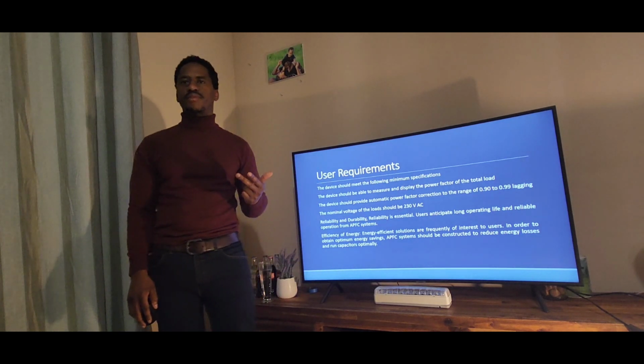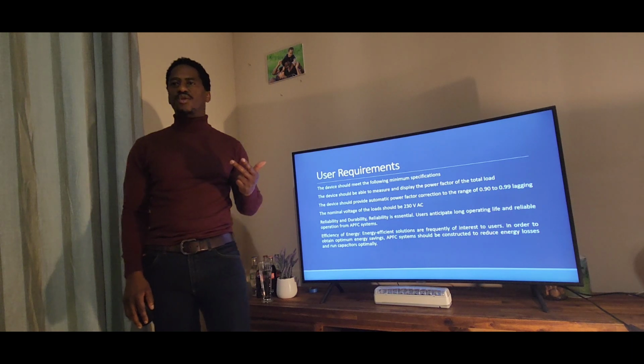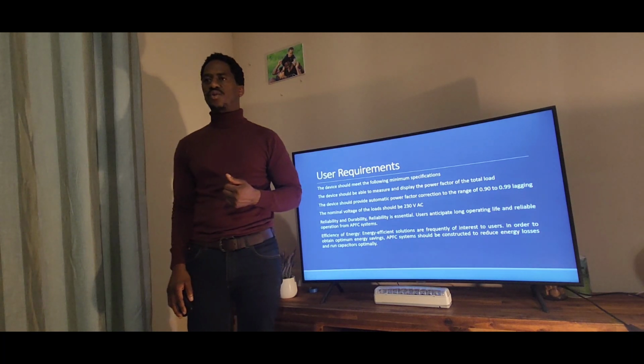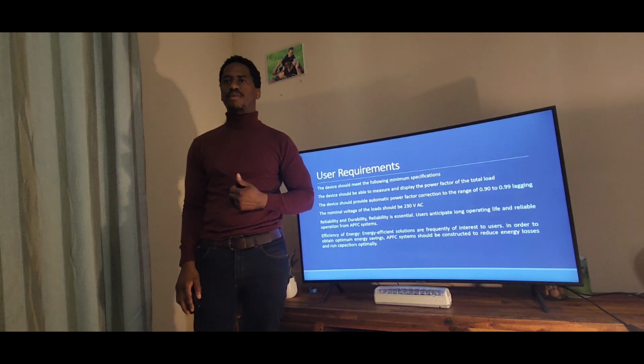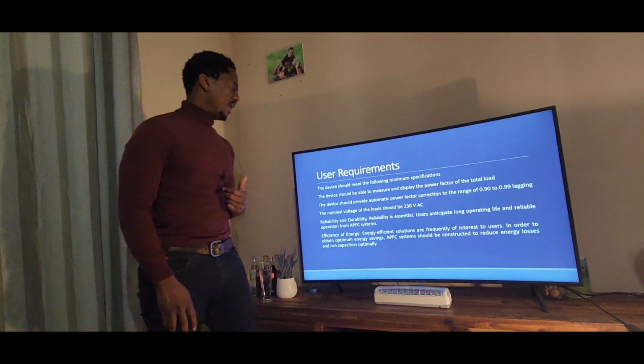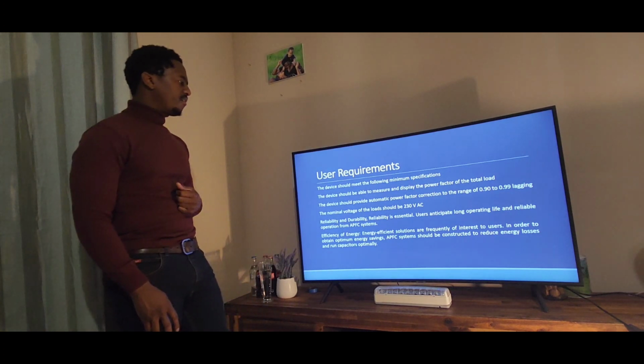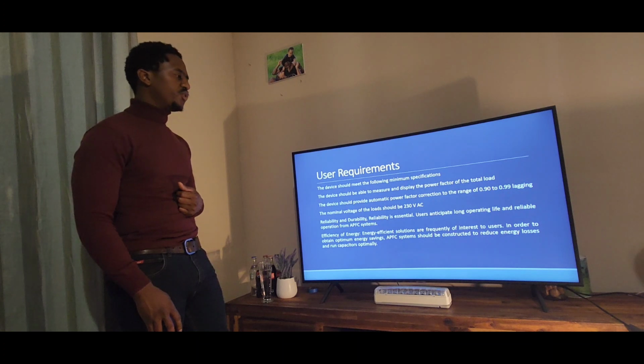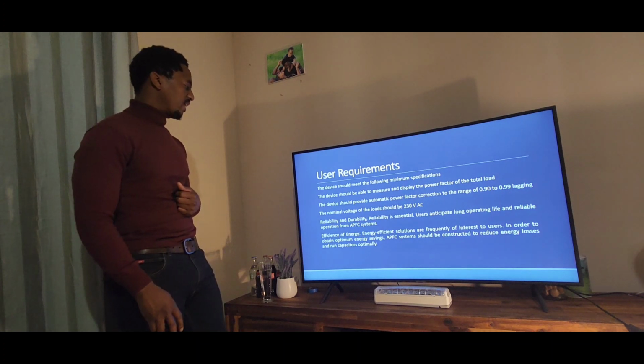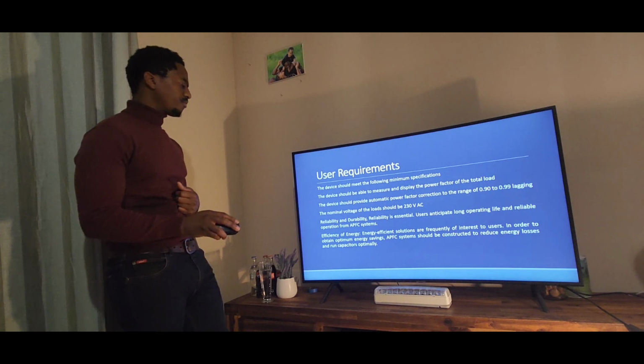Reliability is essential. The efficiency solutions are of frequent interest to users in order to obtain optimal energy savings. Automatic power factor systems should be constructed to reduce energy losses and run capacitors optimally.